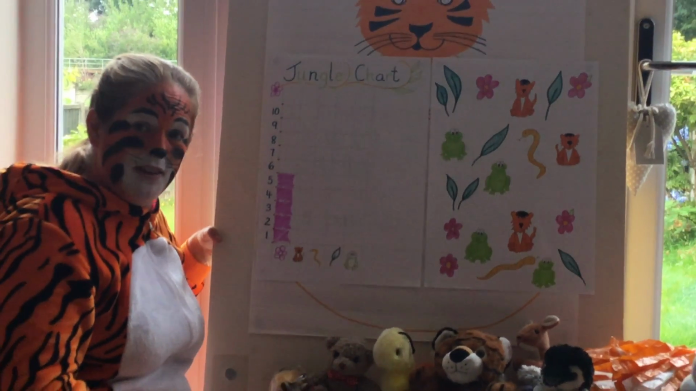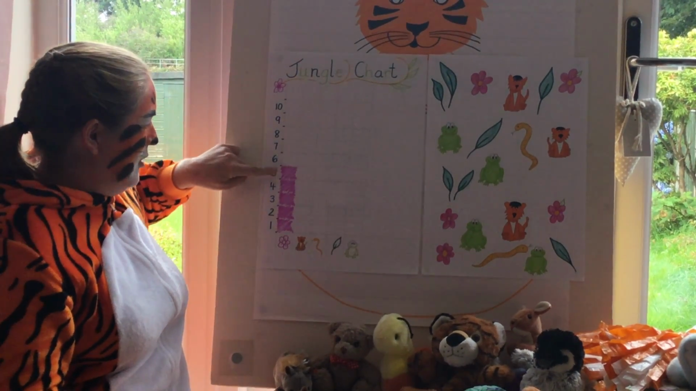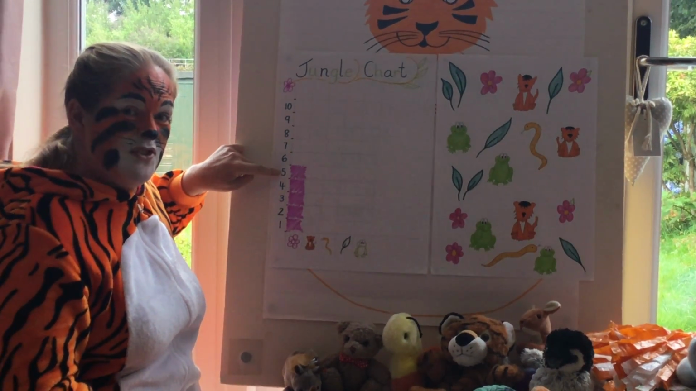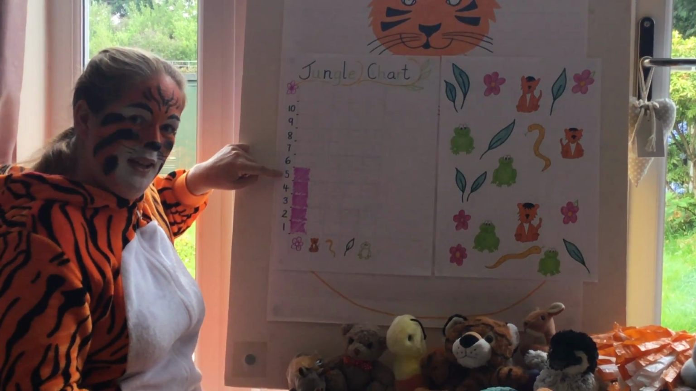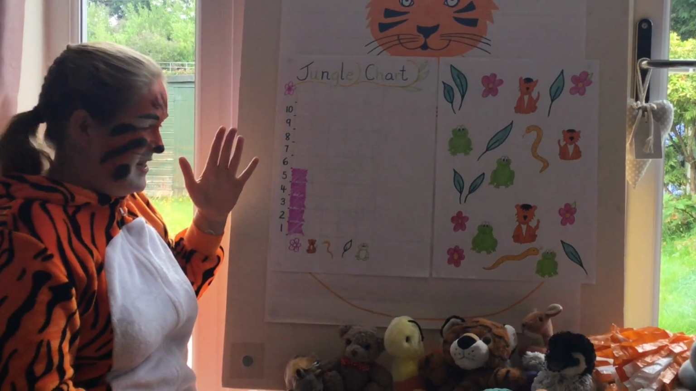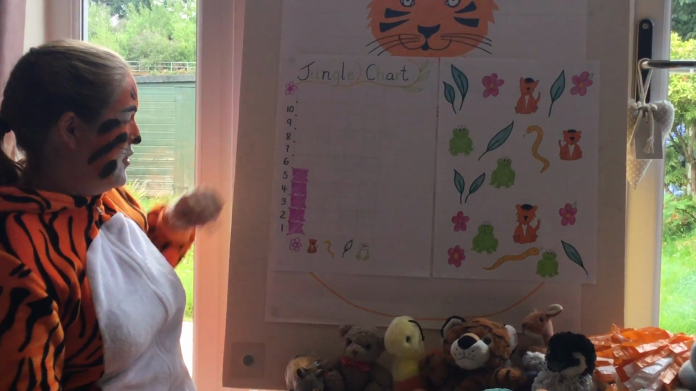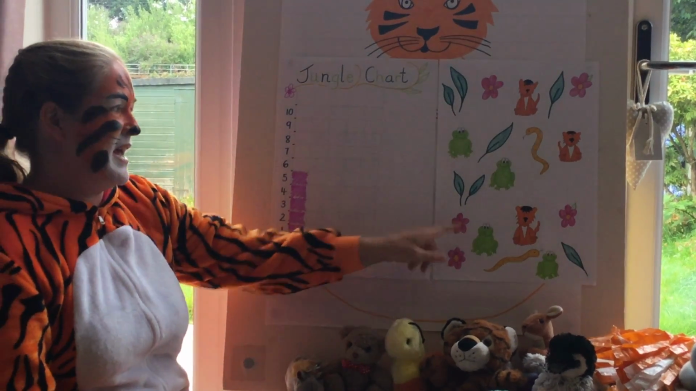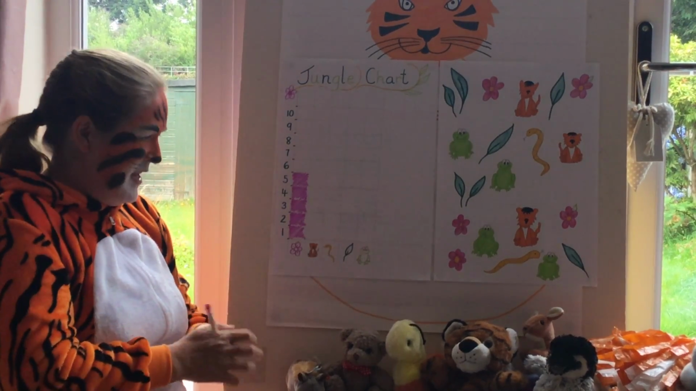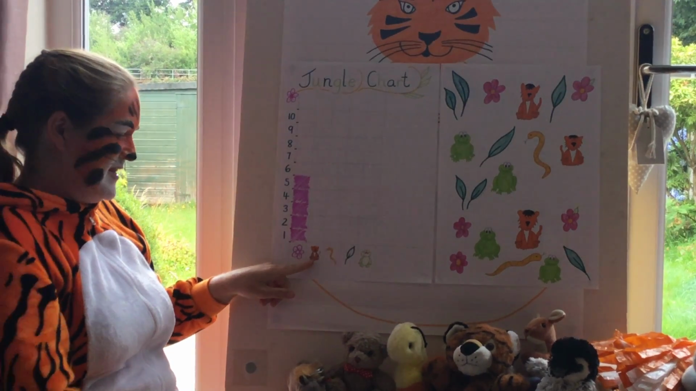And we can check that we've got 5 by looking at the number that's right next to the top one. And what number is that? It's 5, isn't it? So we know we've drawn the right number of squares. So we've got 5 flowers in our jungle picture. Now let's see what's next.